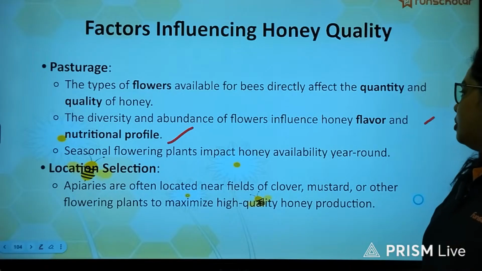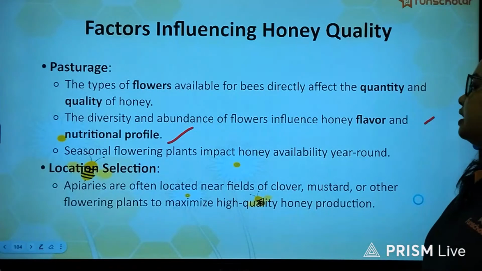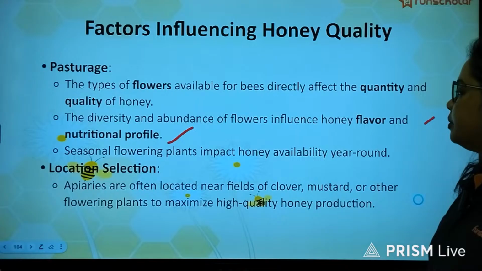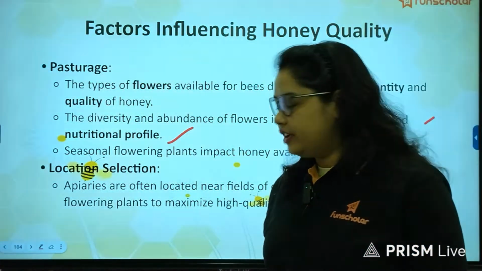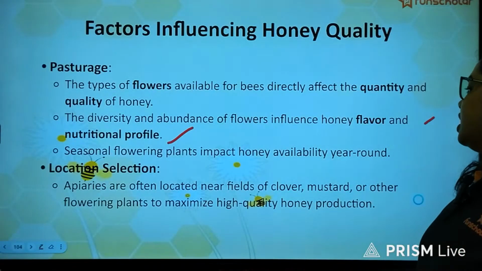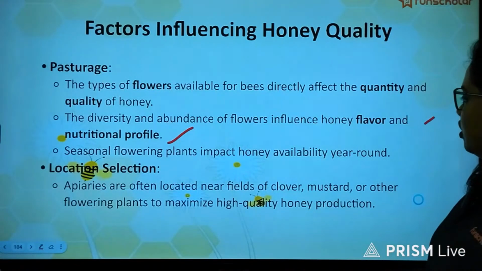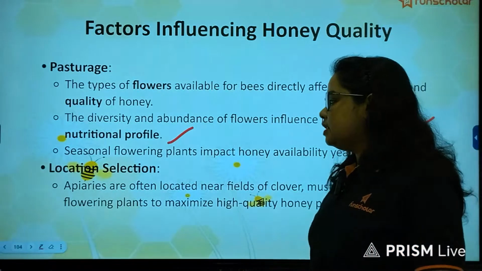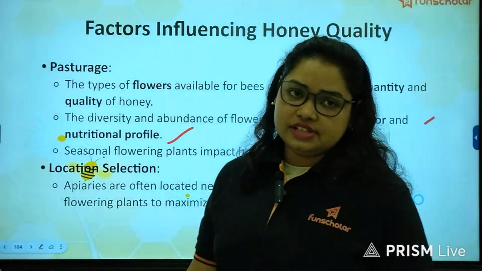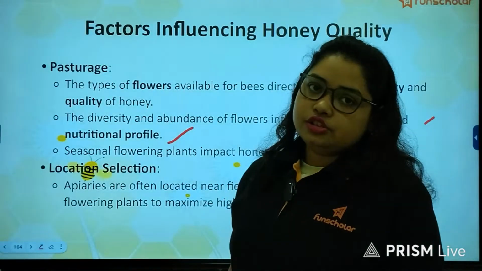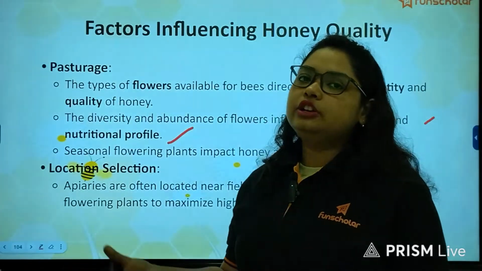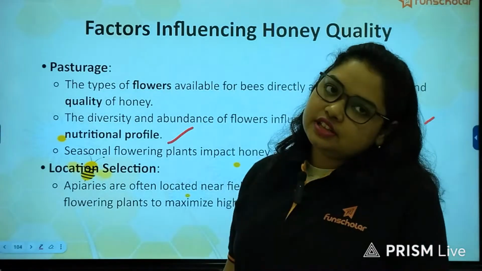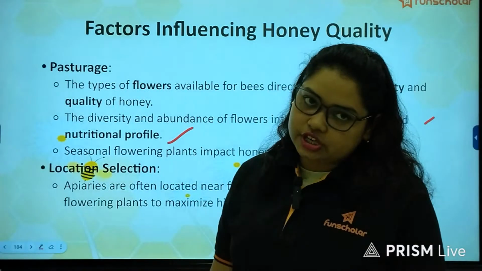And depending upon the quantity of the nectar and the type of nectar that they obtain from the flowers, the flavor and the nutritional value of the honey will vary. Seasonal flowering plants impact honey availability year round. Seasonal flowering plants means some plants flower, for example, in the summer season, some in the winter season. So the type of flower available to the honeybees is changing, so obviously the quality of honey produced by the same honeybee will also change.